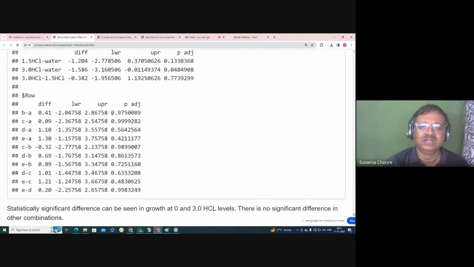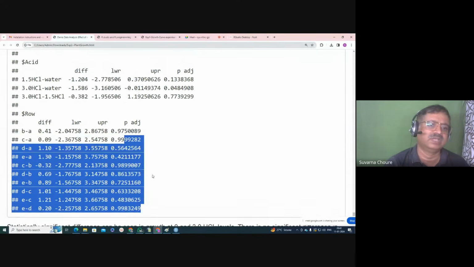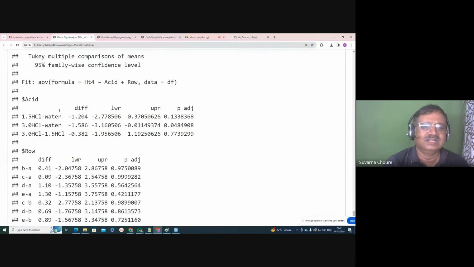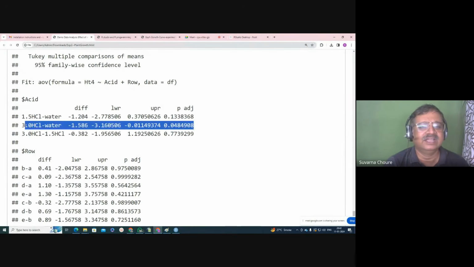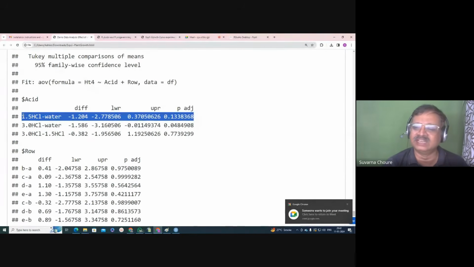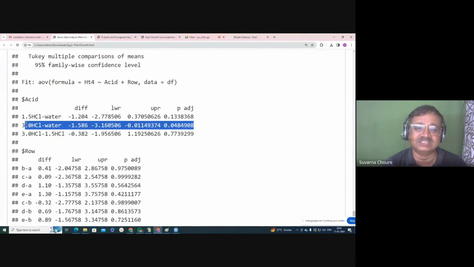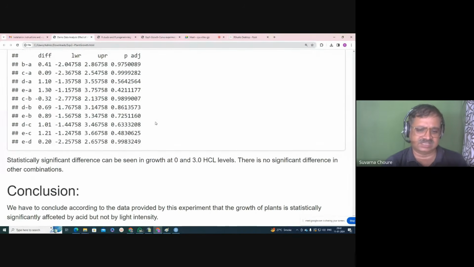B to A, no significant difference, no significant difference in any row. But for acid, a significant difference is there between 3% HCl and water. A significant difference is not there between 1.5% HCl and water, and not there between 3% and 1.5% HCl. But a significant difference is there between HCl and water. This is the beauty. It is showing us what these numbers mean.